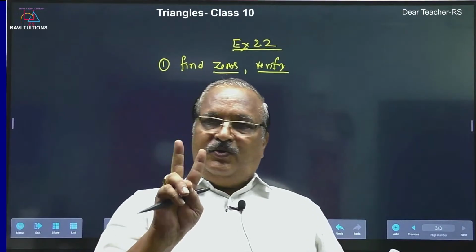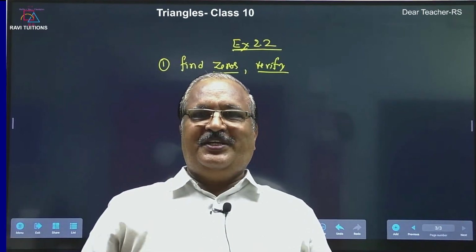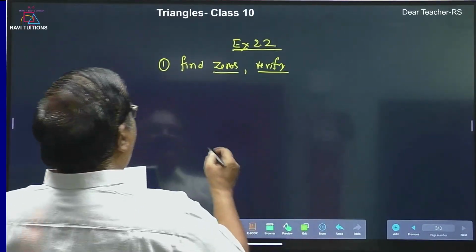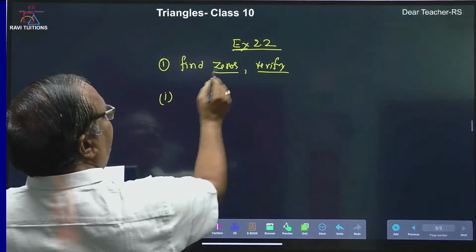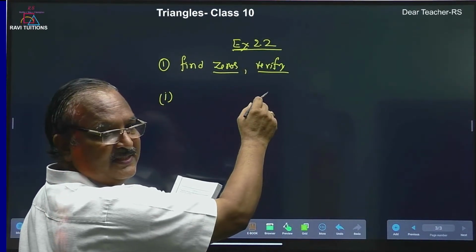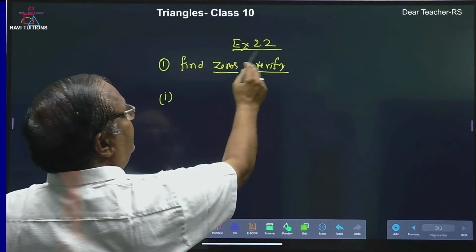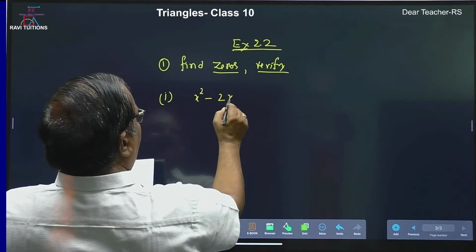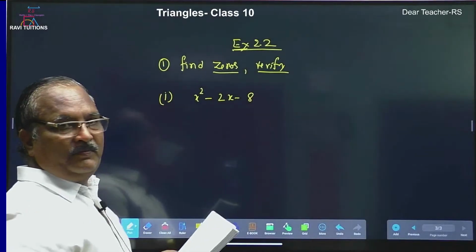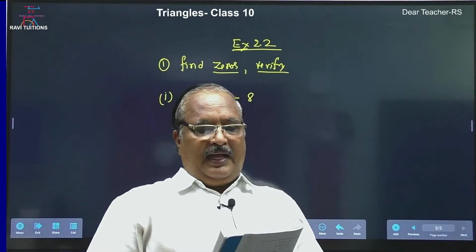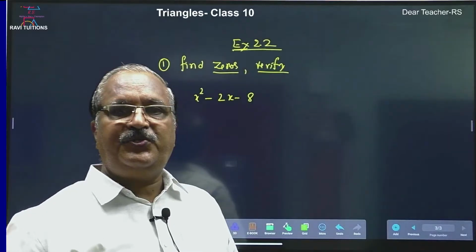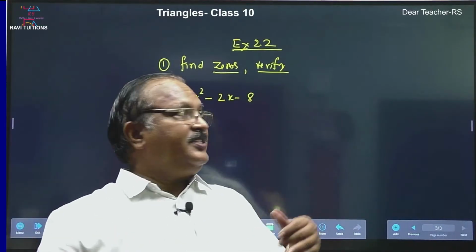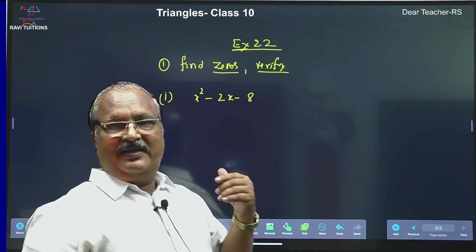So I will do two problems because these are the main questions of this exercise. So now I will take the first question, exercise 2.2, first question: x square minus 2x minus 8. So here I will find the zeros. Zeros you can find in two ways. By factorization, factorize this and get the zeros.